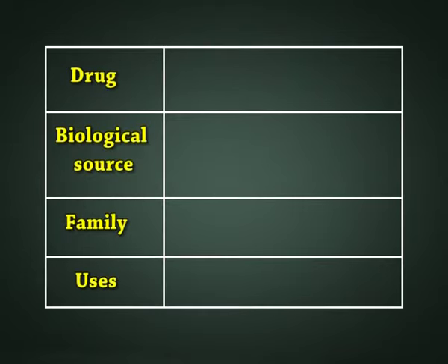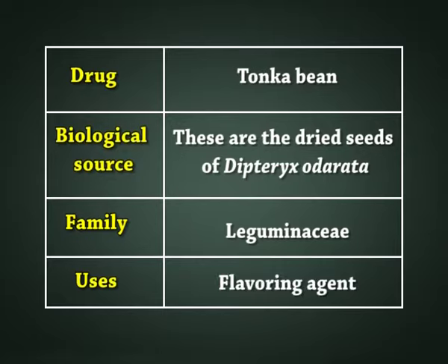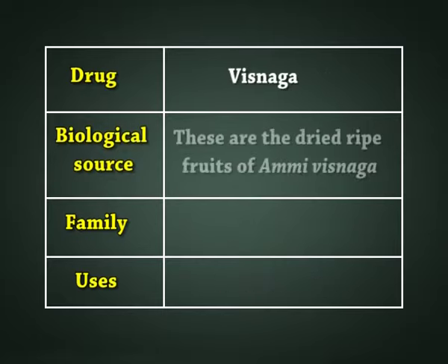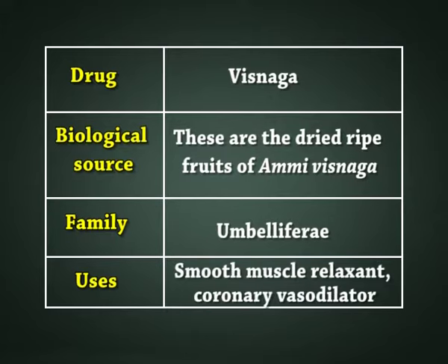Let's see a few drugs which contain coumarin and furanocoumarin glycosides. The first one is tonka bean. These are the dried seeds of Dipteryx odorata coming from the family Leguminosae, and they are utilized as a flavoring agent. Then we have Visnaga. These are the ripe fruits of Ammi visnaga coming from the family Umbelliferae. They are used as a smooth muscle relaxant and also as a coronary vasodilator.